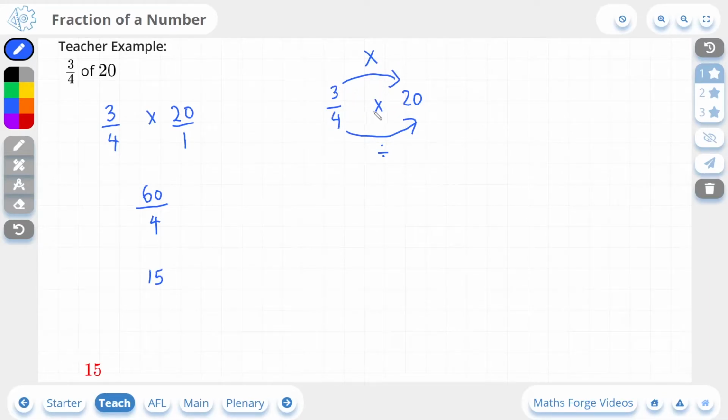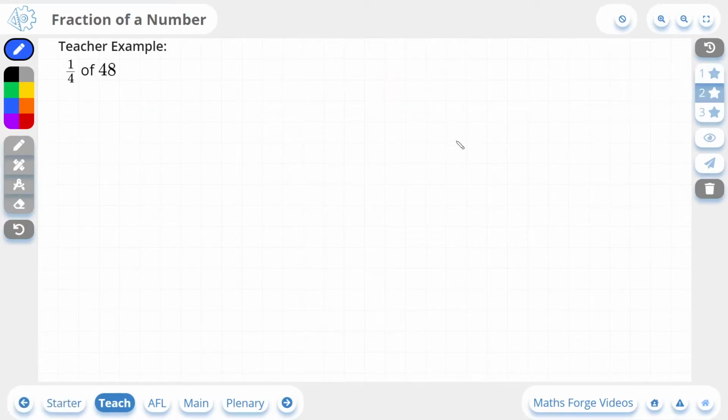So actually for this question, it would have been easier for me to do 20 divided by 4 first, because 20 divided by 4 is 5, and then multiply the 3 afterwards, which of course gives us 15, which is the answer. We'll do a 2-star question now.